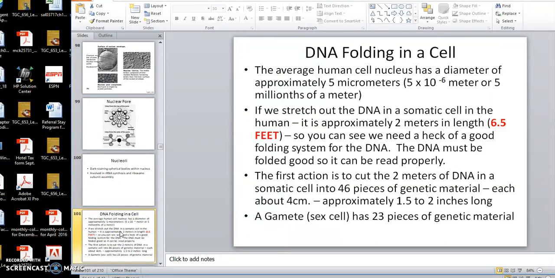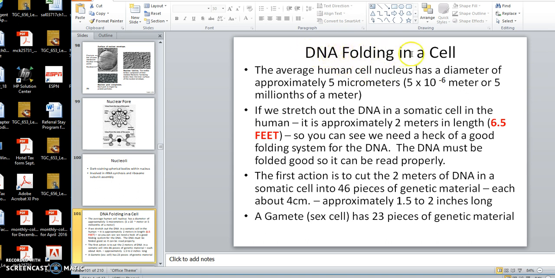Within the nucleus, you have your DNA, which we talked about in the chemistry. Okay. The average human nucleus has a diameter of about 5 micrometers, 5 times 10 to the minus 6 of a meter. If we stretch out the DNA in a somatic cell, that means all the cells that are not the gametes, it would be approximately 2 meters.